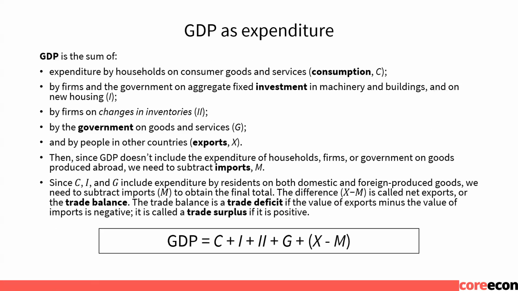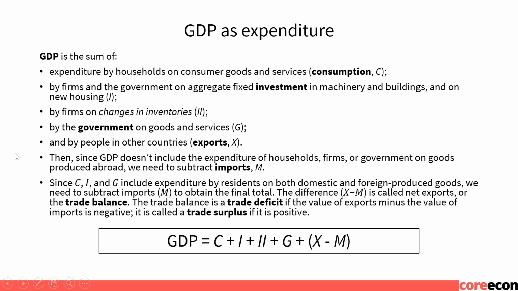Well, we will finish with the definition of GDP as expenditure. Gross domestic product is the sum of expenditure by households on consumer goods and services. So this is going to be consumption, which we denote with C. By firms and government on aggregate fixed investment in machinery, buildings, and new housing, this will be denoted by I. By firms on changes in inventories, this will be double I. The government spending on goods and services, G. Exports, X, so these are sold to other people in other countries.